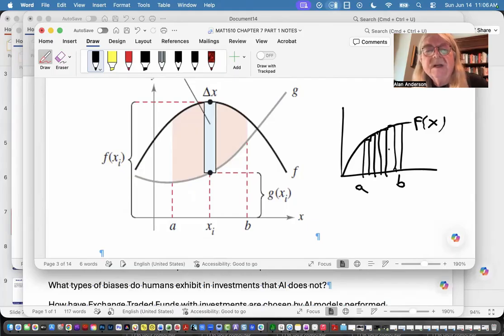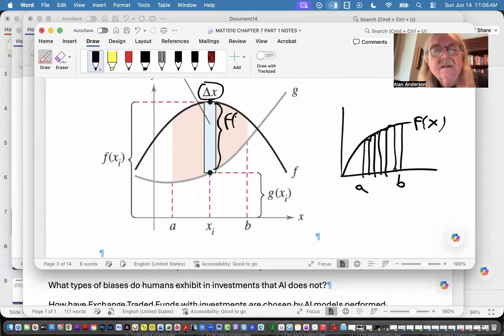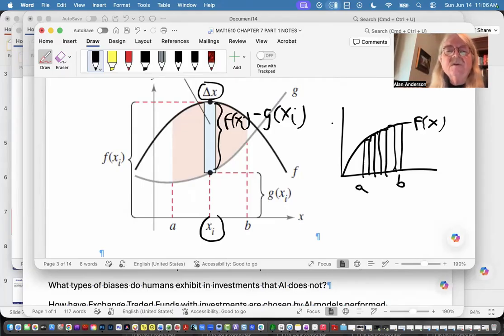Okay. But here, what they're saying is, well, we can do something similar. We can define rectangles in this area. And here, each one will have the same width. You can tell because there's no subscript. It's just delta x. It's a constant. And so we break it up into n equal rectangles. Of course, each one will have a different height. And in this case, the height is the difference between the top curve evaluated at xi and the bottom curve. Okay, so we have a series of rectangles.